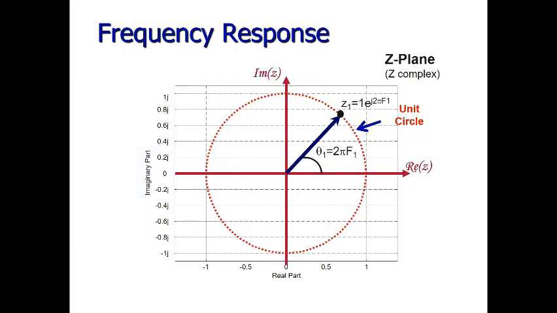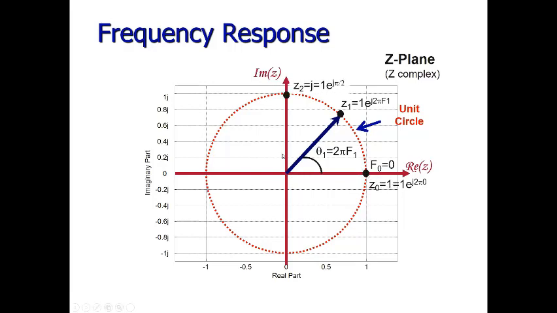If we're setting z equal to e to the j 2 pi f, that means the angle of the point that we're dealing with on the unit circle is given by 2 pi f. And so we can relate discrete time frequency with z location in the z-plane on the unit circle. For example, for f equals 0, we have e to the j 0, which is 1. The frequency response location for f equals 0, or DC, is looking at what's happening at z equals plus 1.